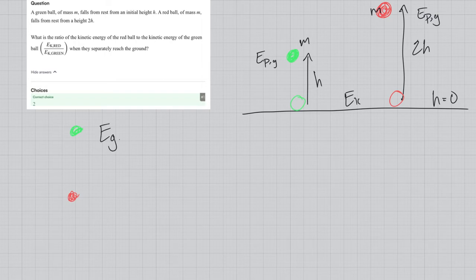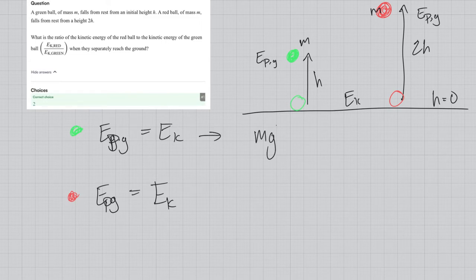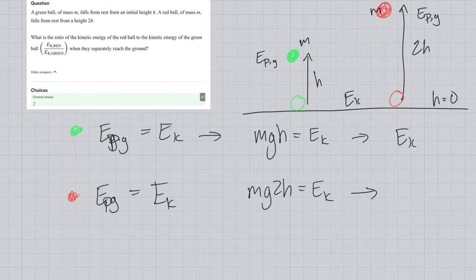We would have gravitational potential energy equals kinetic energy. If we write that out, that's simply going to be mgh equals kinetic energy for my green ball, and it's going to be mg2h equals kinetic energy for my red ball. So if the kinetic energy is E for the green, the red is going to have 2E because it starts from twice that height.